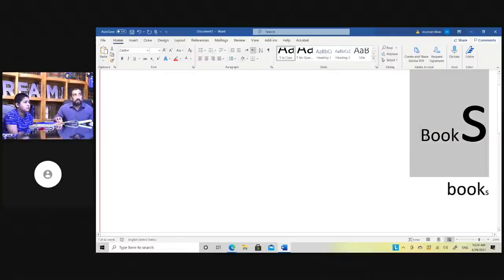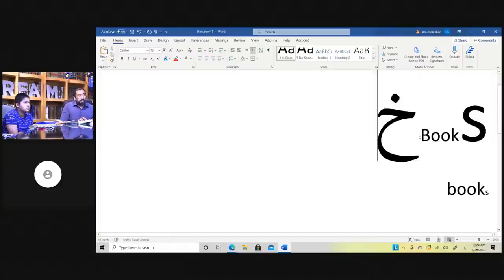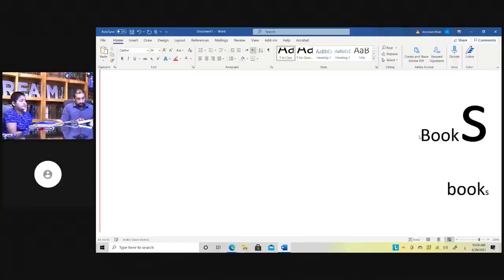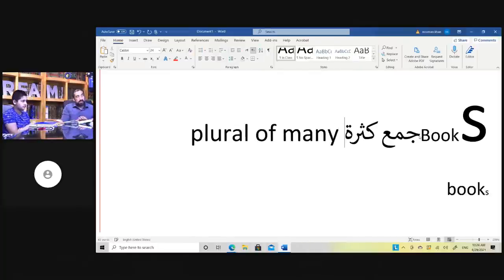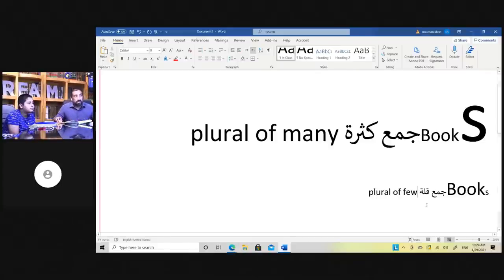This would be jam'u kathra. This would be the equivalent of, wow, that jim, the kha got huge. Jam'u, where's my jim? I miss you, jim. Jam'u kathra, meaning the plural of many. And then they have this thing called jam'u qilla, appropriately small, the plural of few. Okay, so they have this thing, plural of many and plural of few.